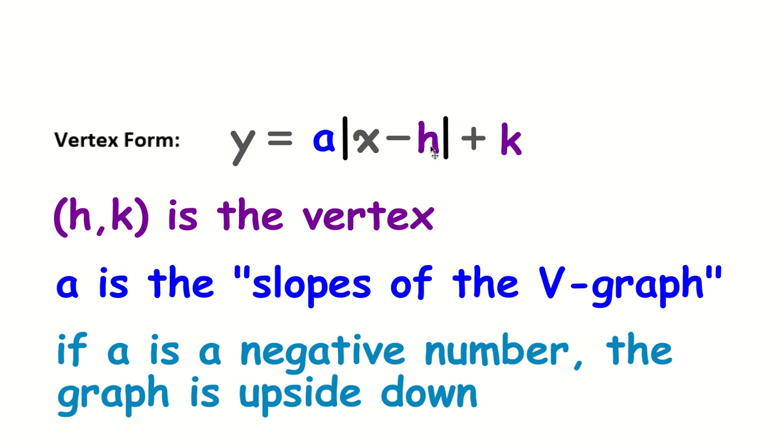And if this h value was like a 9, and this said x minus 9, that means your graph would shift to the right 9 spaces. You know what I mean? So that's why you can basically say that h comma k is the vertex of your graph.